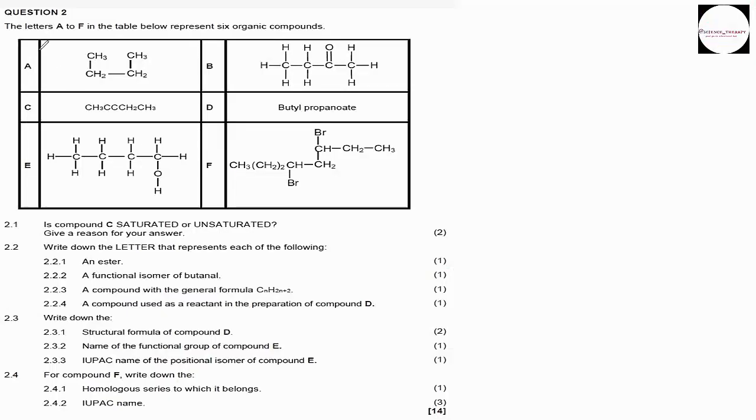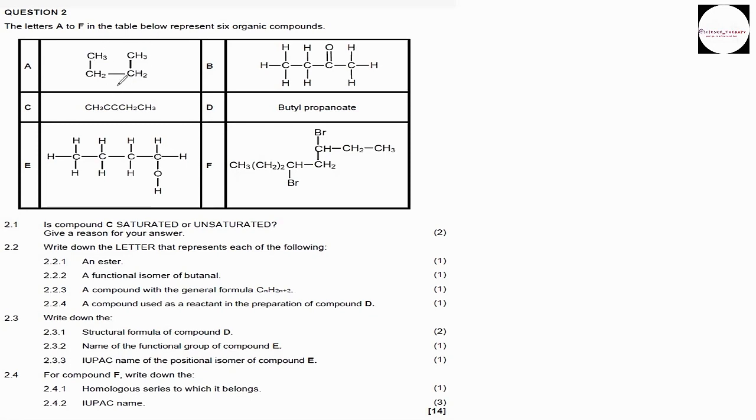Okay, so we have question 2. It says the letters A to F in the table below represent 6 organic compounds. And then we are given all the 6 organic compounds here. We know the strategy is, before we can even look at the question, let's try to analyze and see where each of these organic compounds belong. In which homologous series does each and every compound here belong?